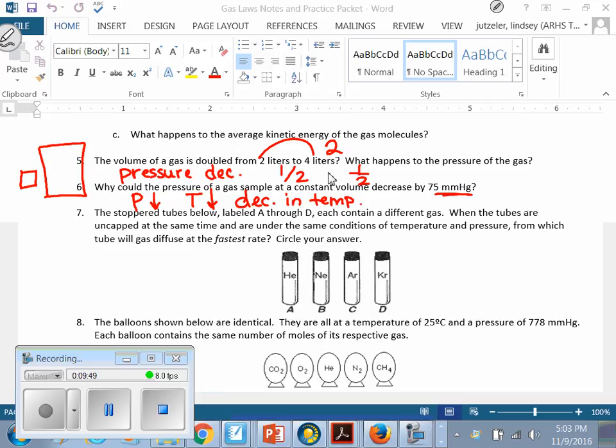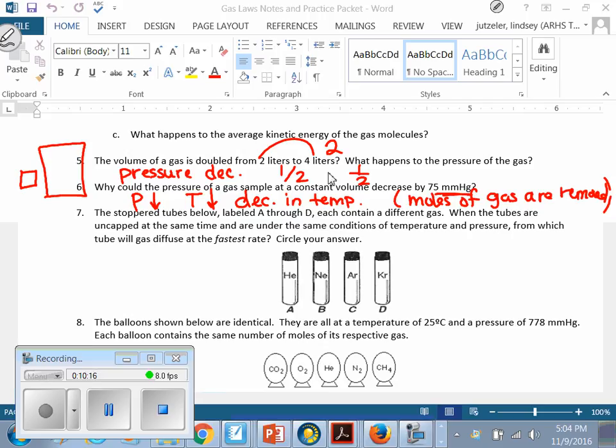Okay? Or, and this wasn't specified in the question, if the moles of gas are removed from the container, then there's fewer collisions because there's fewer moles of gas, so the pressure is lower.